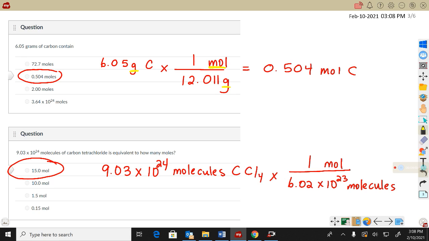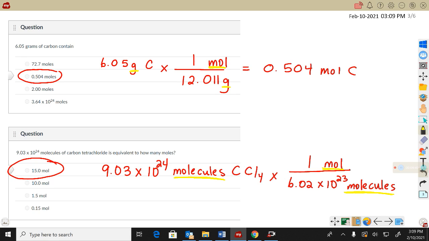Now here I've got 9.03 times 10 to the 24th molecules of carbon tetrachloride. Here's one of those covalents that has the monoditride. It's equivalent to how many moles? Okay, so I've got my 9.03 times 10 to the 24th molecules. I want that to cancel, so molecules went on the bottom. It's equivalent to how many moles? I put moles on the top. Then anytime you see a mole, it's a 1.